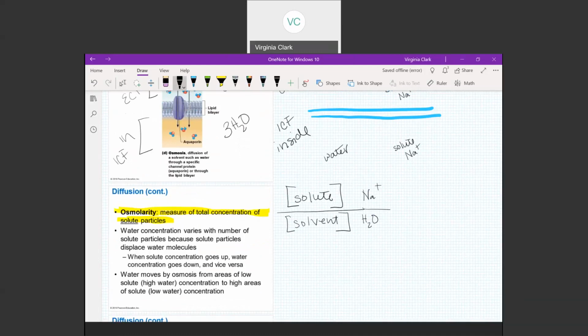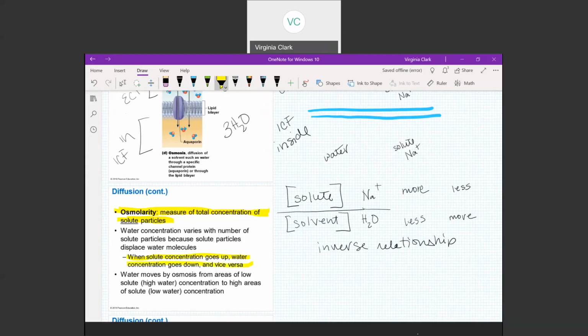So whenever you have more solute, you will have less solvent. Whenever you have more solvent, you will have less solute. So these are an inverse relationship between the solute and the solvent. Whenever there's more of one, there will be less of another. So when the solute concentration goes up, the water goes down.